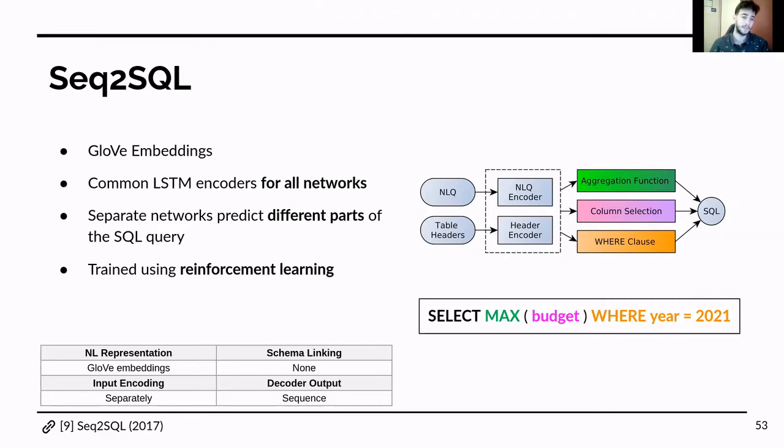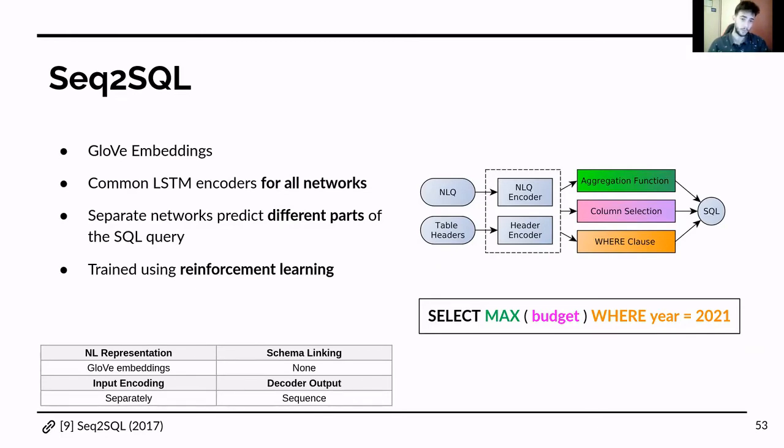It uses GloVe embeddings for natural language representation, and it uses two separate encoders, one for the natural language query and another for the table columns. Then the encoded representations are given to three separate subnetworks, each of which is responsible for predicting a different part of the SQL query. So we have one network that predicts which aggregation function is going to be used, a second network that predicts which of the table columns will appear in the select clause, and a third network that is responsible for predicting the entire where clause.